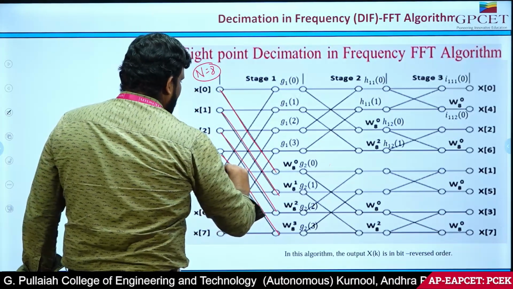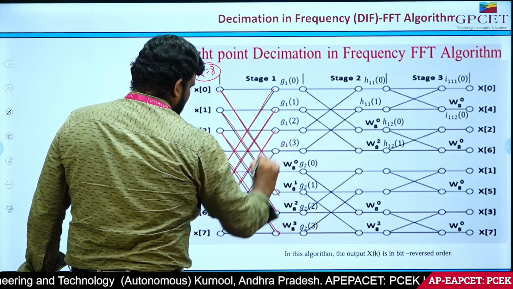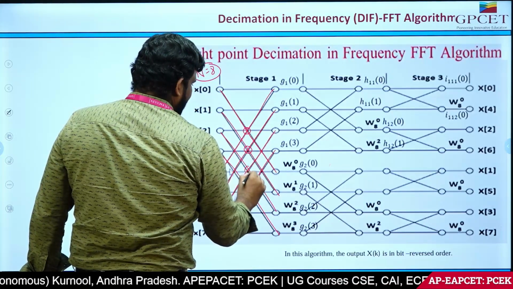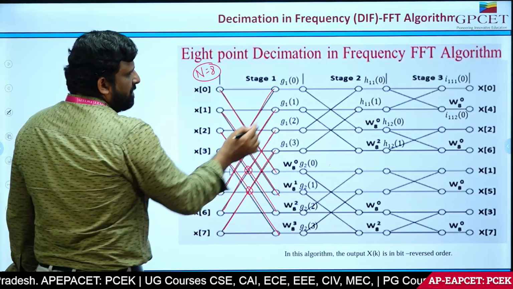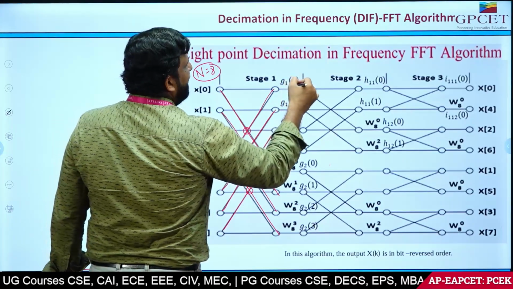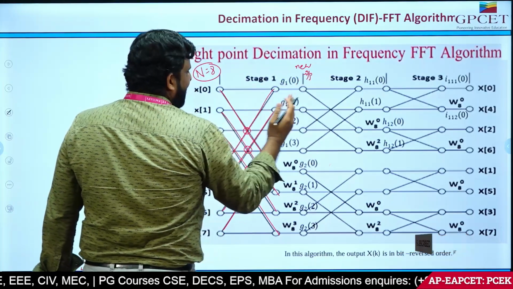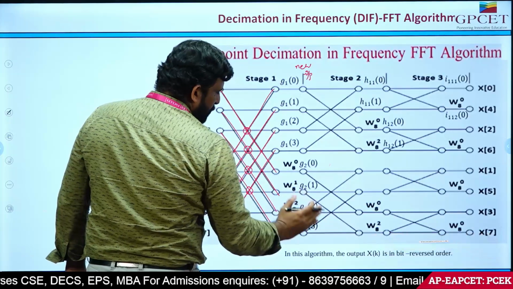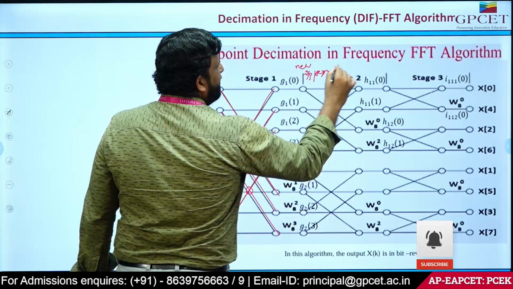Next similarly, upside 1, 2, 3, 4. So you can see the circle here. How many butterflies here? We got 4 butterfly diagrams. This is the first stage. After that, these input sequences, after calculating, we will get new input sequences here. For the first stage, after getting the output, these will act as input sequences for the next stage.